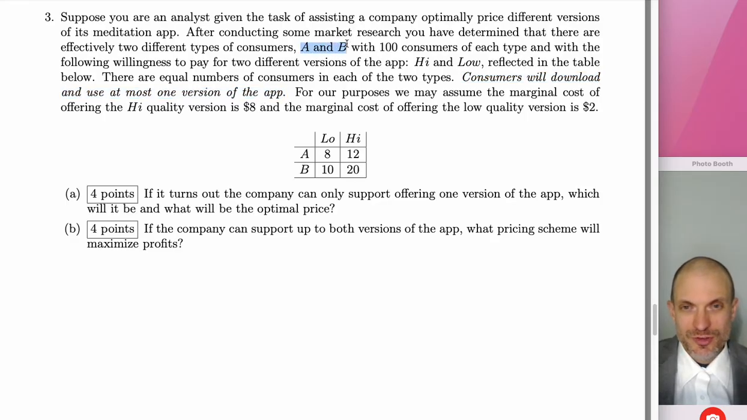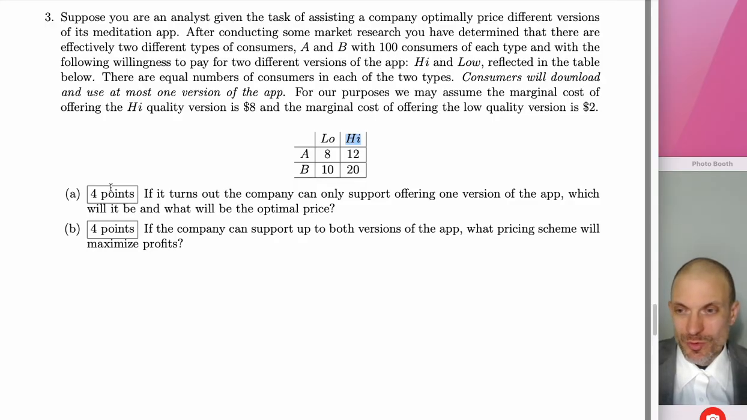You have two different types of consumers, 100 of each type, and we've got our willingness to pay right here. I think originally on the exam, I swapped these, and then on this version, I already fixed it, I think. So we wanted low here. Of course, it's got the smaller willingness to pay numbers, higher willingness to pay numbers here too.